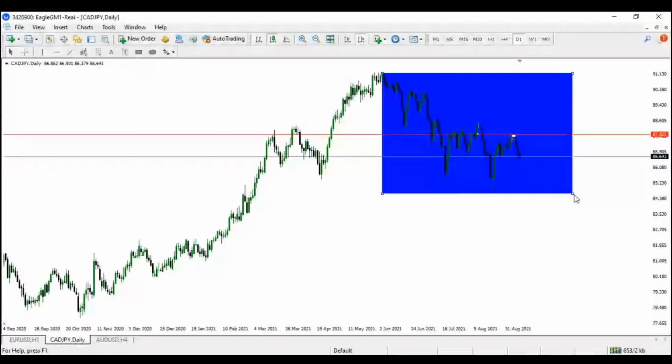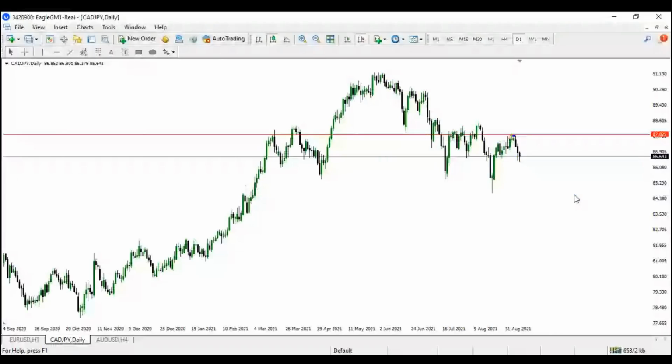Okay. Now, this is my own approach towards institutional order flow. Once I understand the institutional order flow of a financial instrument, I look for trades only in that direction.